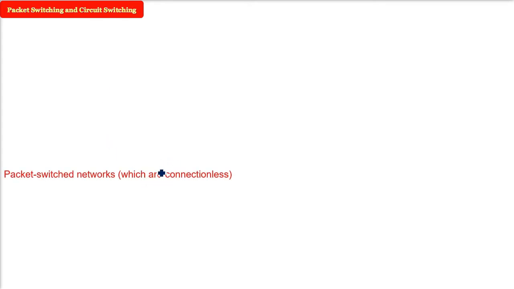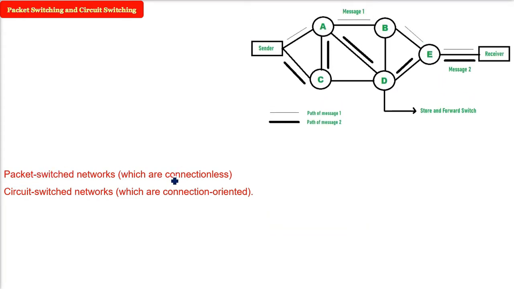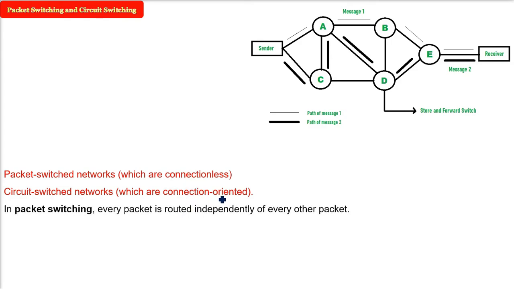So, there are basically two types of network, or the communication they follow: how the data flows, how the routing takes place. It can be a packet switched network, or it can be a circuit switched network. And these packet and circuit, they have come from some background. Packet switch is connectionless, circuit switch is connection oriented.